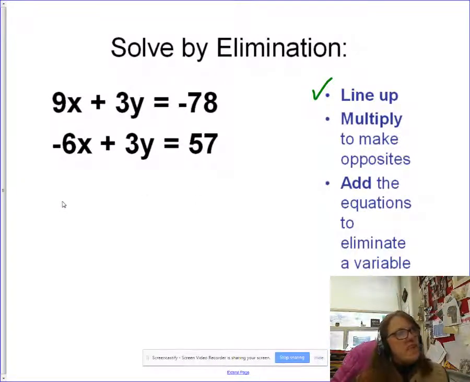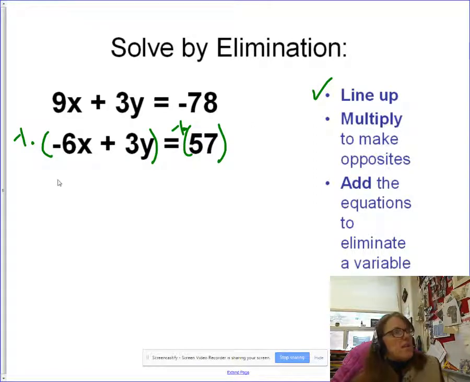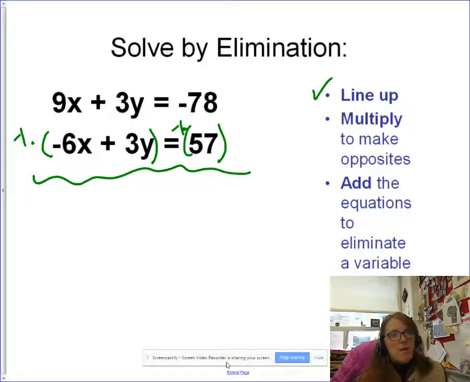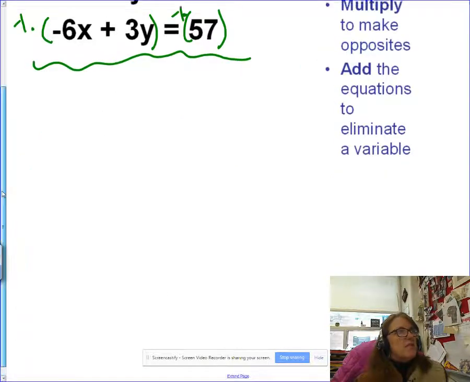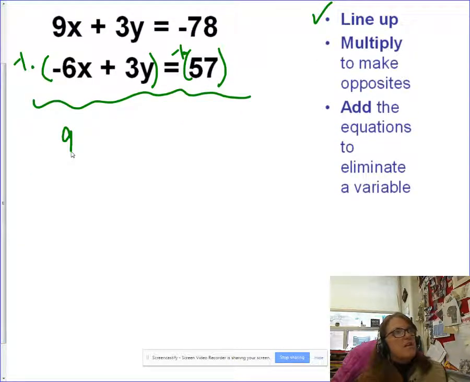So here's what I'm going to recommend we do. And really, it doesn't matter which one. You can do either one. But what I'm going to do is multiply the second equation on both sides by -1. And it's perfectly legal for me to do that because I'm doing the same thing to each side. Okay, so now what I'm going to do is rewrite my system this way. My top equation, I'm going to leave untouched. Okay, so I'm going to have 9x, a +3y, and -78. And then this equation, I'm going to multiply everything by -1.